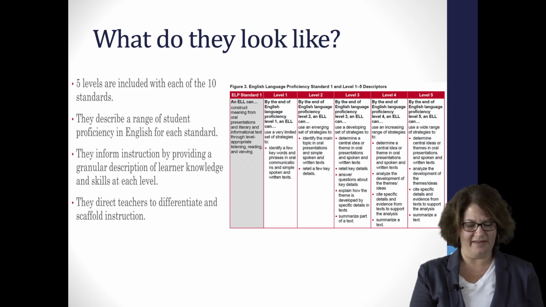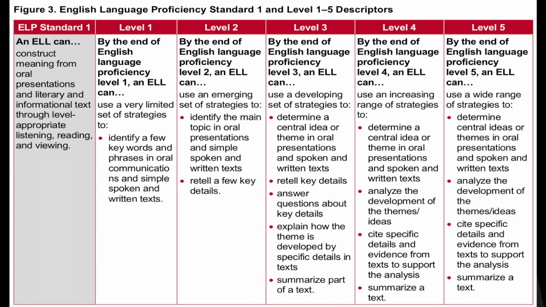What do they look like? The 5 levels are included with each of the 10 standards. They describe a range of student proficiency in English for each standard. They inform instruction by providing a granular description of learner knowledge and skills at each level. They direct teachers to differentiate and scaffold instruction. And if you look to your right, you can see the standard and the levels side by side.